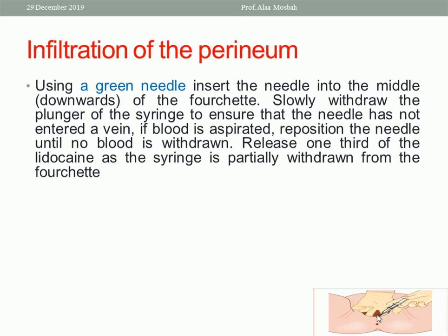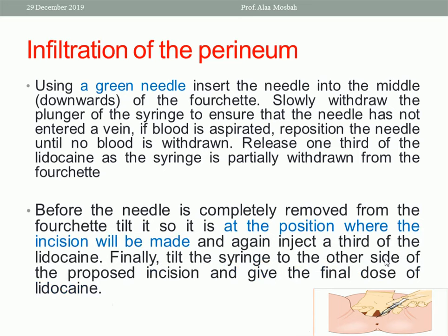Okay. Before the needle is completely removed from the fourchette, tilt it so it is at the position where the incision will be made. So I direct the needle towards the site of the incision. Okay. From inside, and then finally tilt the syringe to the other side of the proposed incision and give the final dose of the lidocaine. So 1/3 of the dose of the lidocaine at the fourchette, as we said, then another 1/3 in the direction of the episiotomy from the inner side, then the opposite side, the last 1/3 of the lidocaine solution in the syringe.